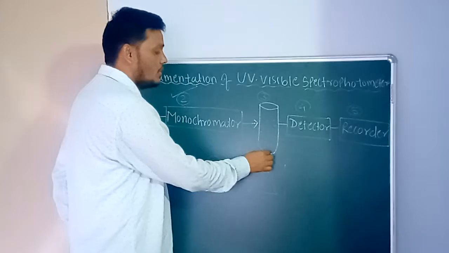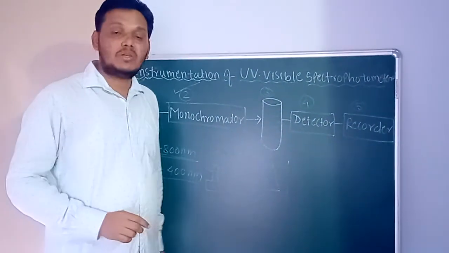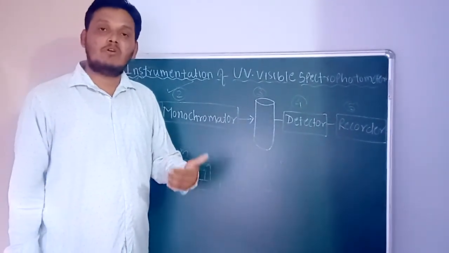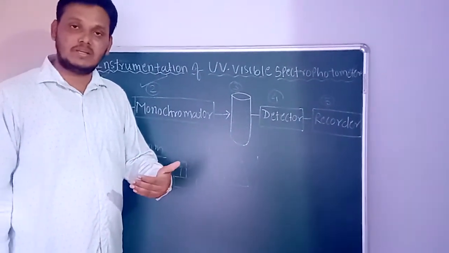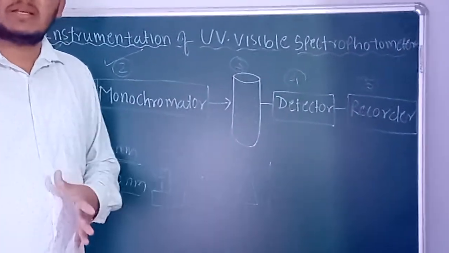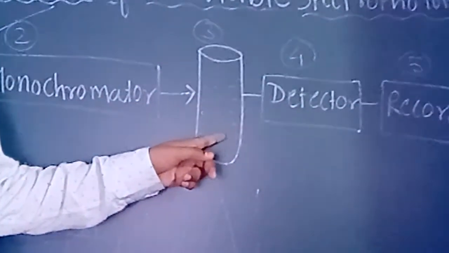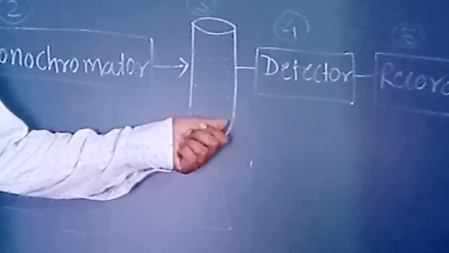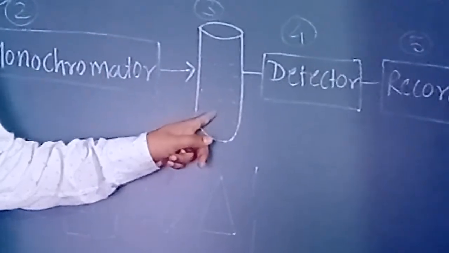Then the third one is the sample tube, or we can say sample cuvette or sample holder. Actually it is made up of glass or a special type of glass, that is quartz. Its internal diameter is around 10 centimeter. The role of the sample tube is to put the sample as well as the reference solution into the spectrophotometer.